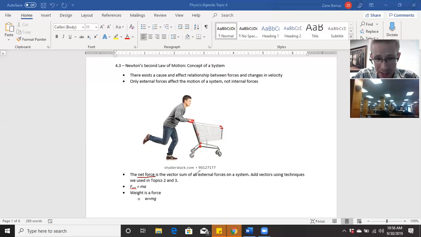Okay, so once again, we're seeing the same kind of math pop up. So basically, if you ever want to find a net force on an object, all you gotta do is add the force vectors. And all you're doing is just using the same techniques we used in topics 2 and 3. Okay, it's just that in topics 2 and 3, you were adding velocities and accelerations. In this topic, you're adding forces. Same idea though. Okay, so now we get to the meat of Newton's second law.